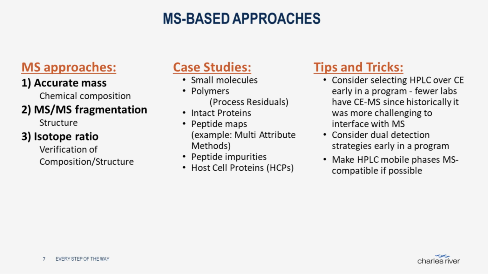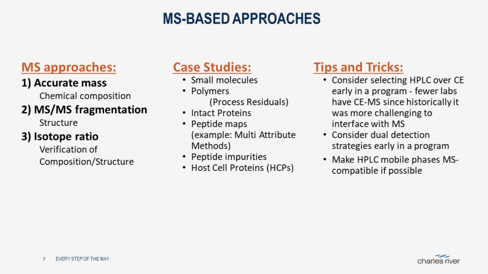Okay, so again, just to get into a few of the case studies, I'll talk about a small molecule, a polymer, intact proteins, peptide maps, and just wanted to mention that these are increasingly being used in a quantitative fashion, also to follow some degradation events like I mentioned earlier, oxidation and deamidation of certain amino acids, and these are coming to be termed multi-attribute or MAM methods. I'll also talk a little bit about HCPs and other peptide impurities.